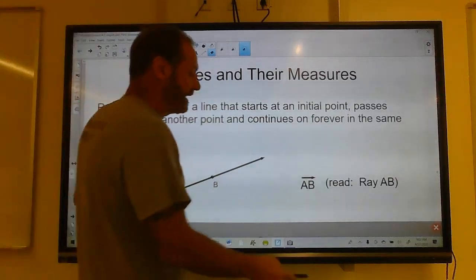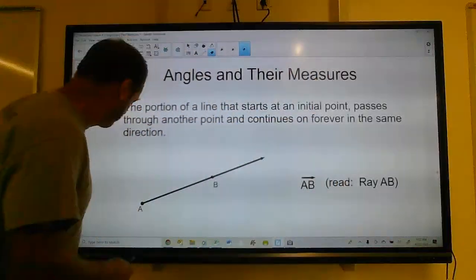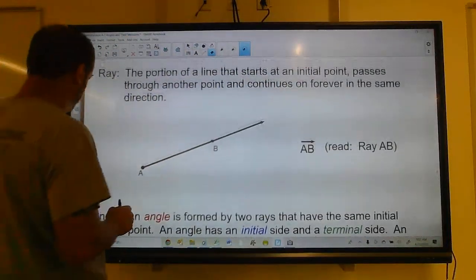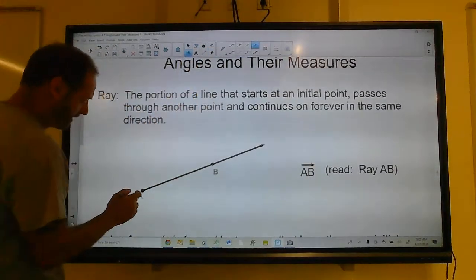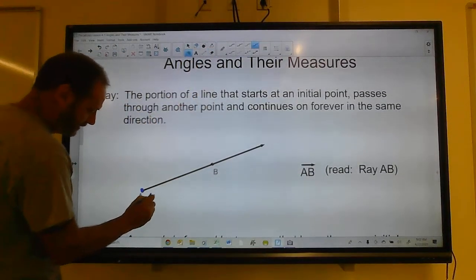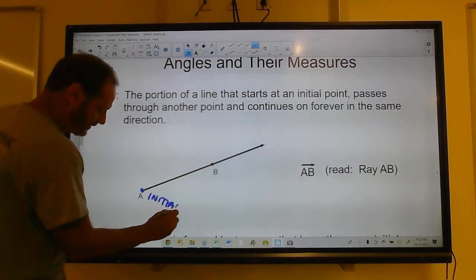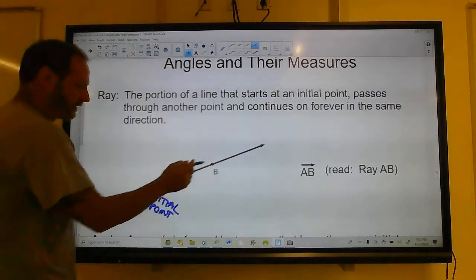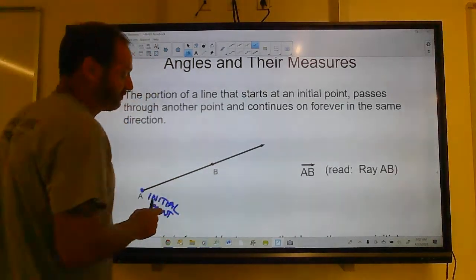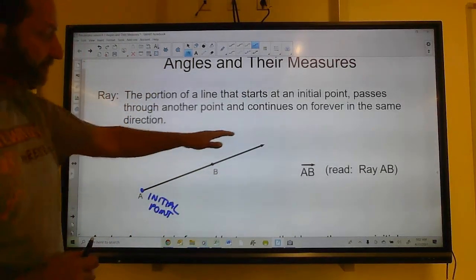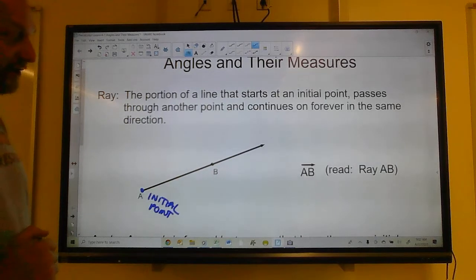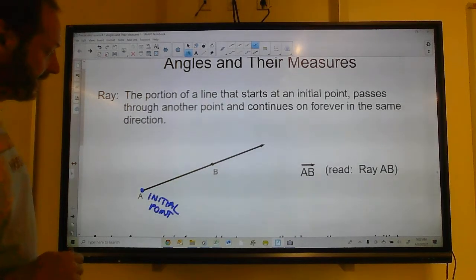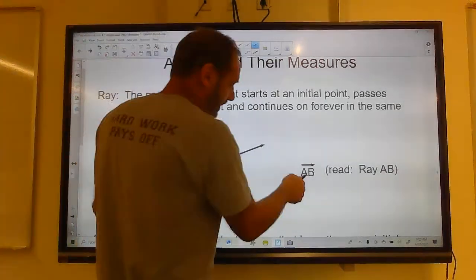So here is a picture of a ray. It has an initial point right here. This is the initial point. It's where it starts. This would be like the sun, where the light starts. And it goes off in a direction. It passes through point B, and it goes on forever in that direction.